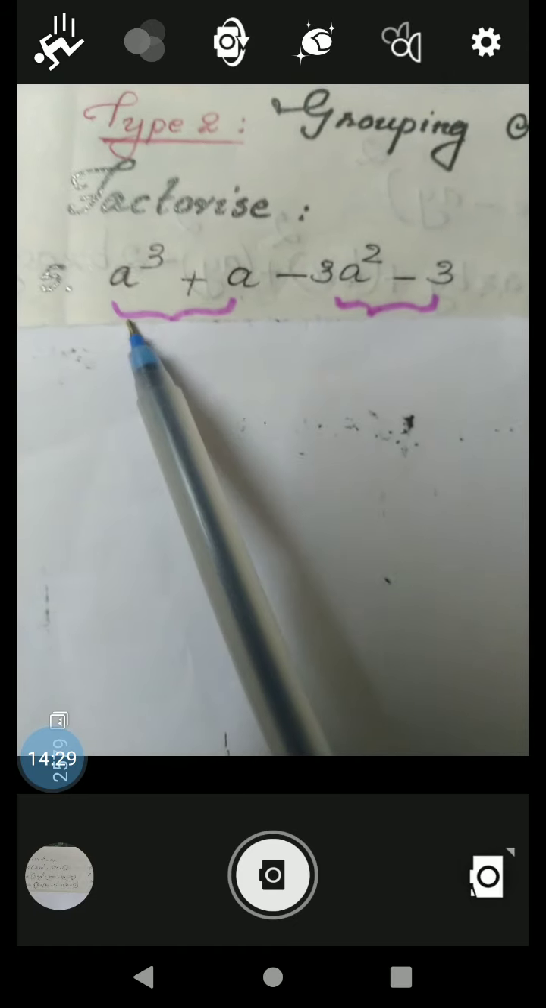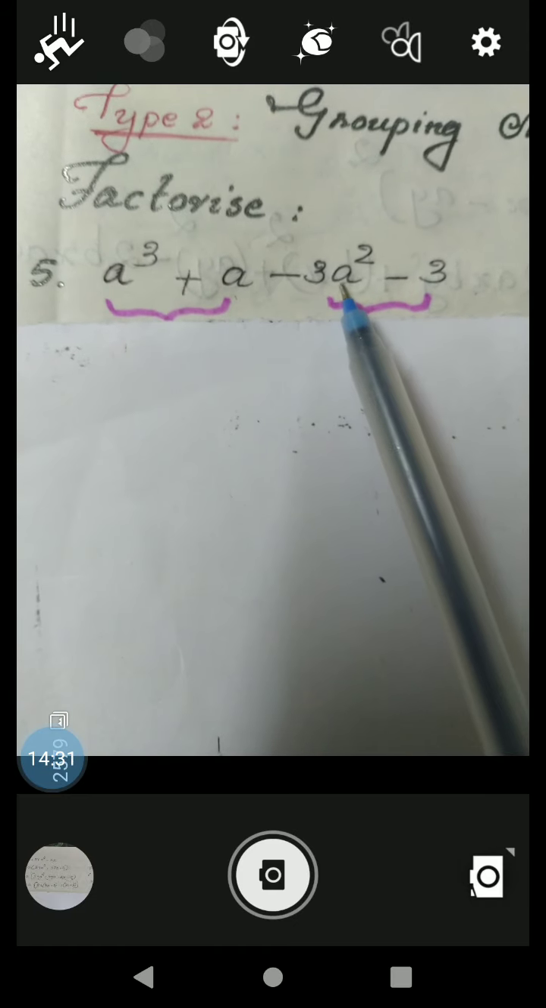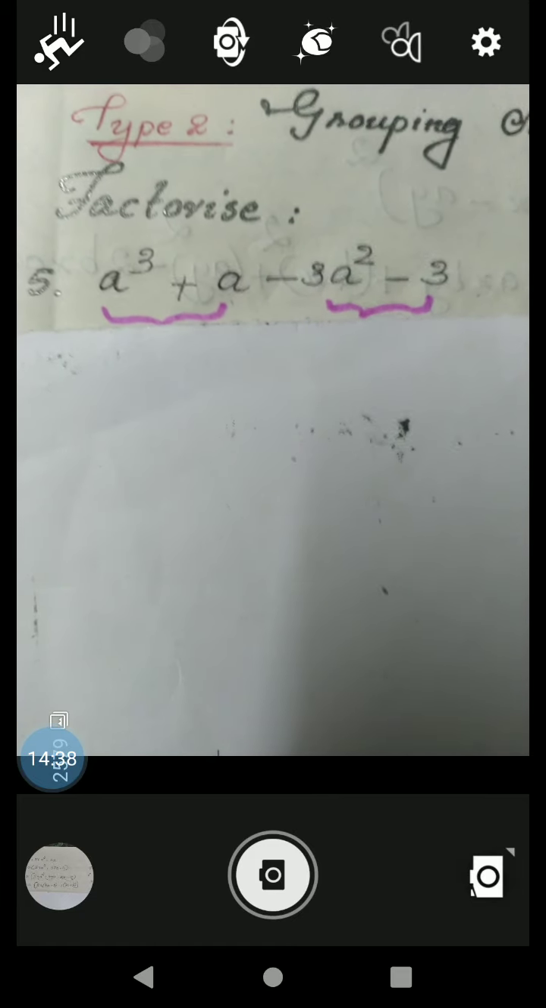Next type is grouping method. Type 2, grouping method. We can consider one question. Factorize a cube plus a minus 3a square minus 3. Here you can see 4 terms. You can see 1, 2, 3 and 4. The terms are separated by plus or minus sign. So 4 terms are there.